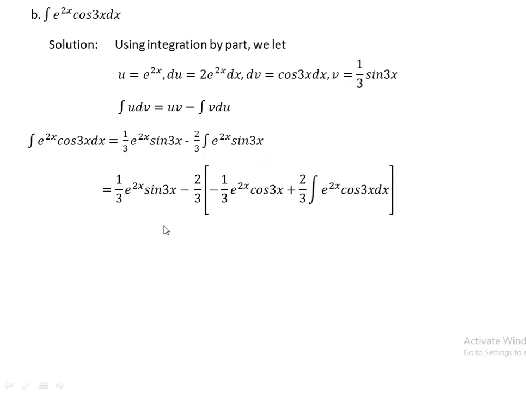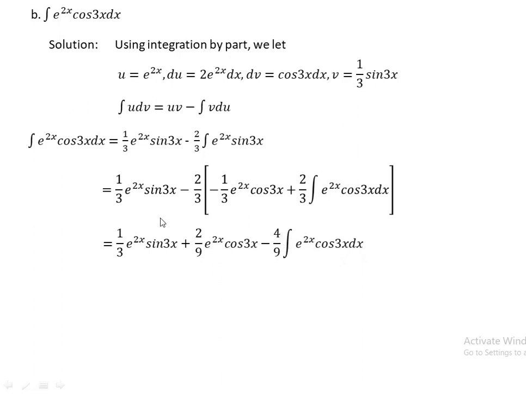So all of this can be simplified as 1 over 3 e to the power of 2x sine 3x plus 2 over 9 e to the power of 2x cos 3x minus 4 over 9 the integral of e to the power of 2x cos 3x dx. Again, we observe that our aim is to find the integral of e to the power of 2x cos 3x dx, but here we have the same integral again on the right side.